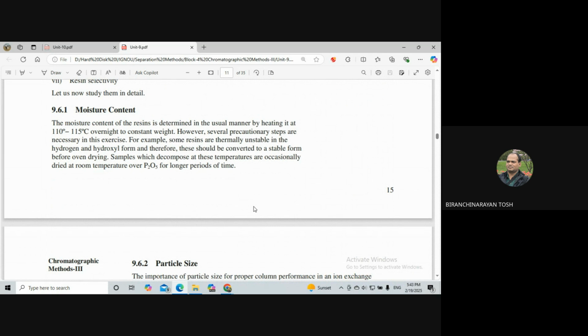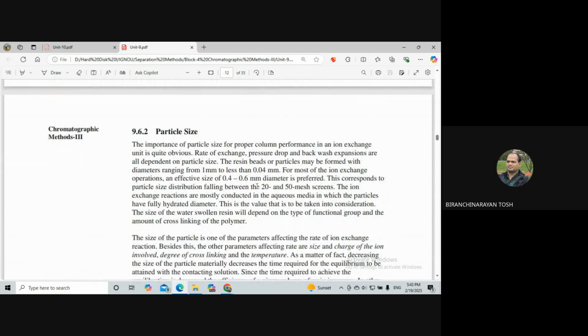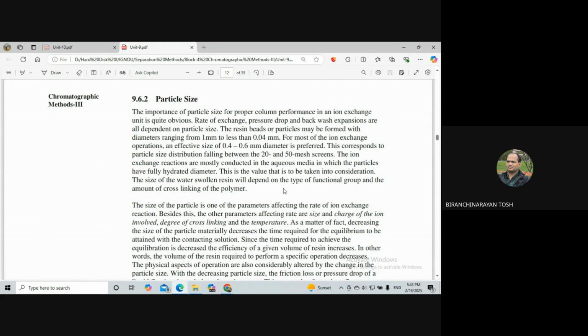Then the particle size, the most important one. The importance of particle size for proper column performance in an ion exchange unit is quite obvious. Rate of exchange, pressure drop, and backwash expansion are all dependent on particle size. For most ion exchange operations, an effective size of 0.4 to 0.6 millimeter diameter is preferred. This corresponds to a particle size distribution falling between 20 and 40 mesh screens.